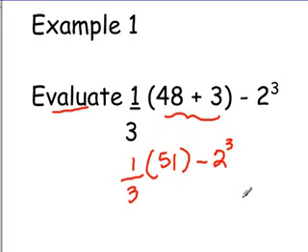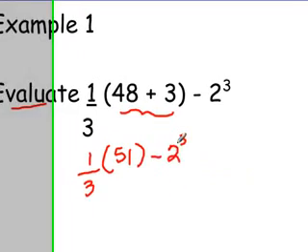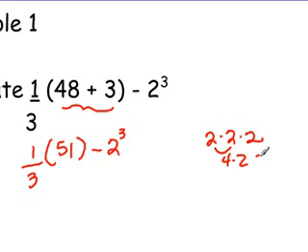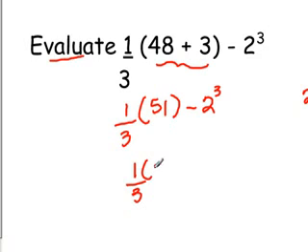The next thing, please excuse. Excuse stands for exponents. I need to take care of this exponent. Now if you've forgotten how exponents work, 2 to the third means 2 times 2 times 2. So 2 times 2 is 4, and 4 times 2 is 8. I'm going to replace this 2 to the third with 8. Now I have 1/3 times 51 minus 8. So I've taken care of please excuse, parentheses and exponents.